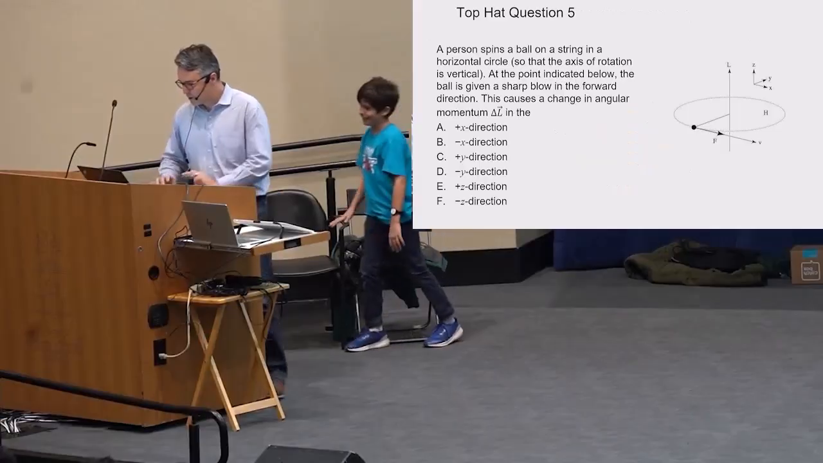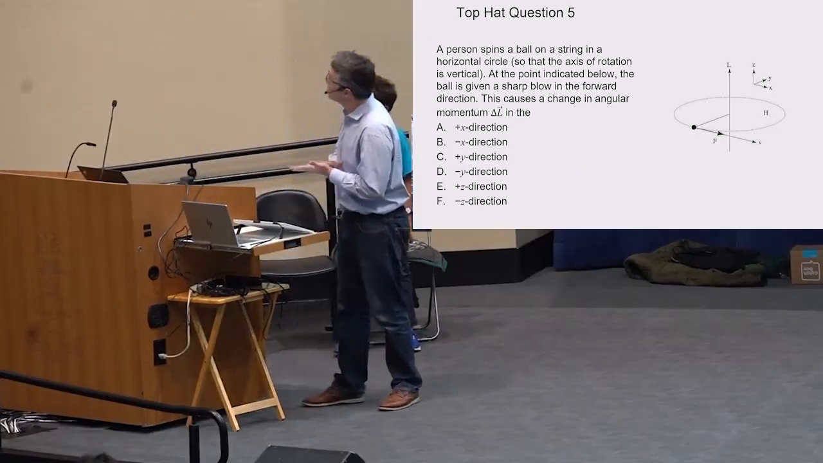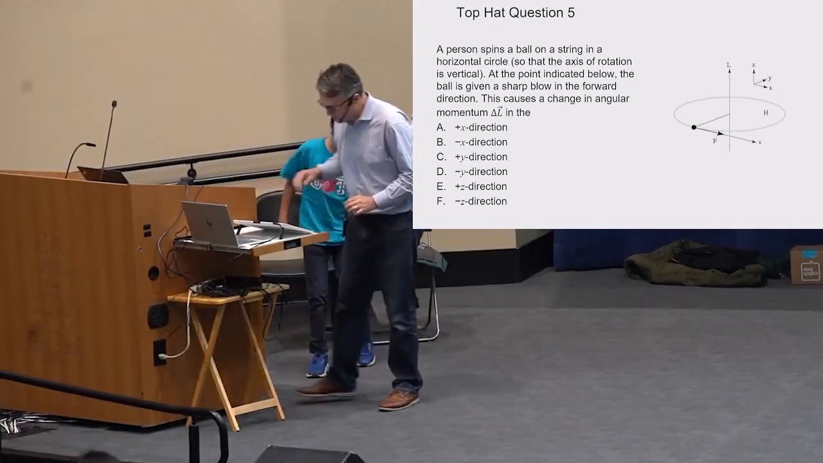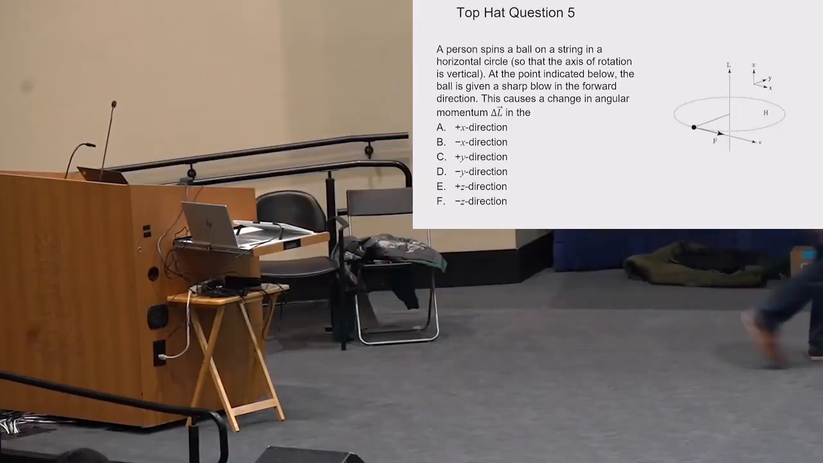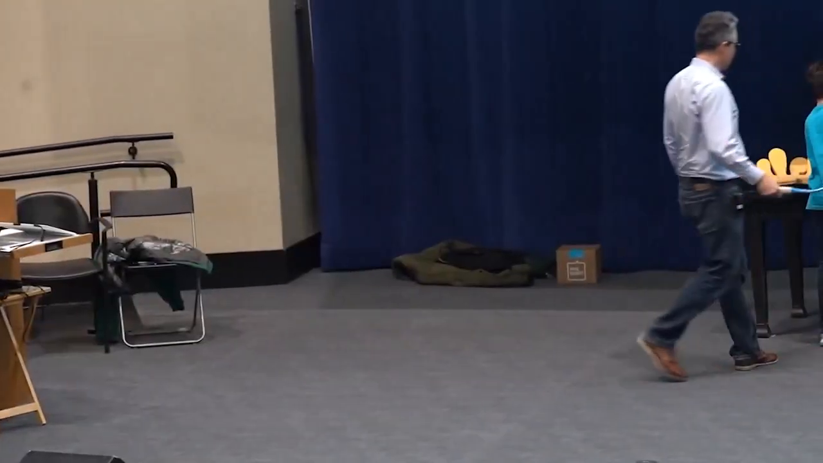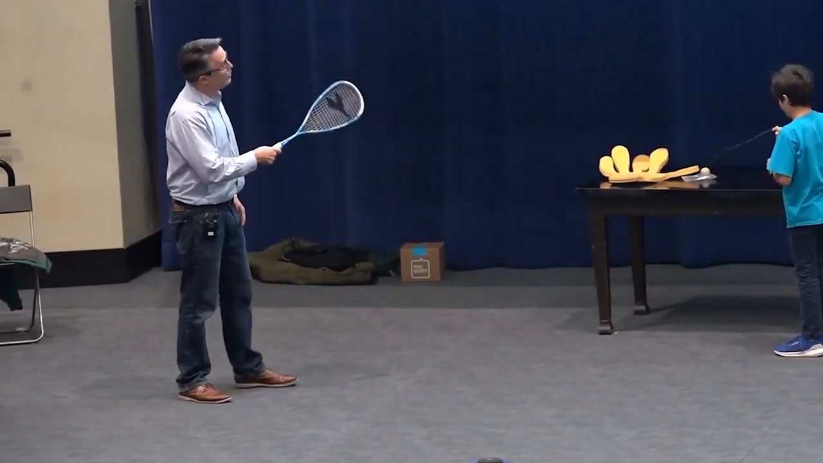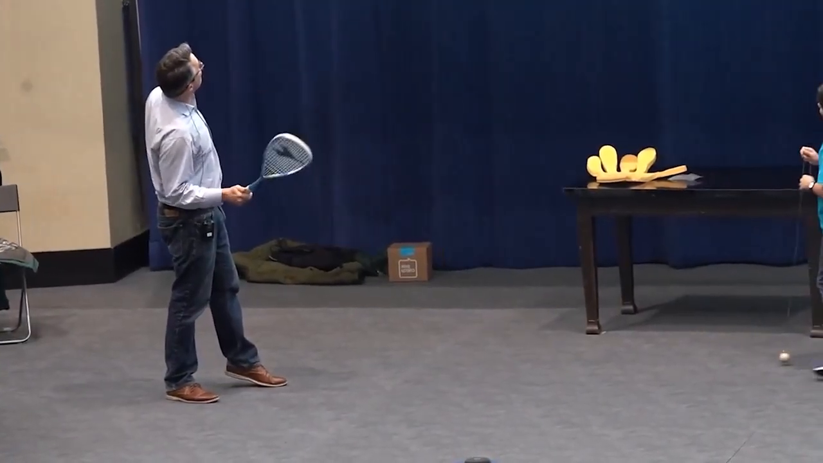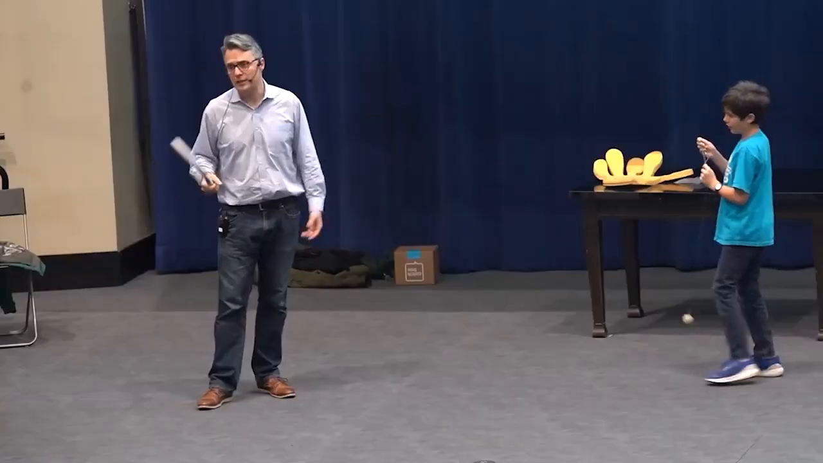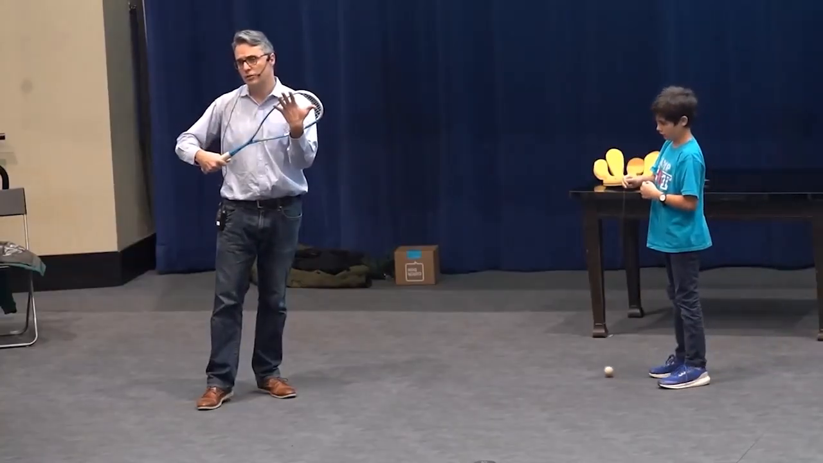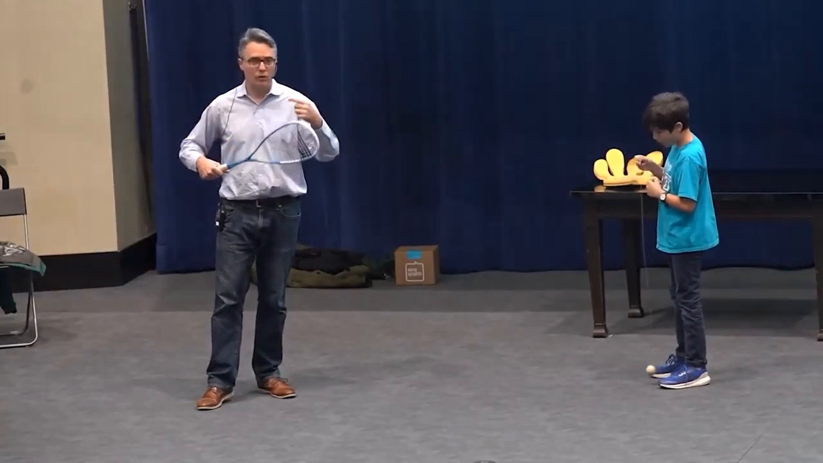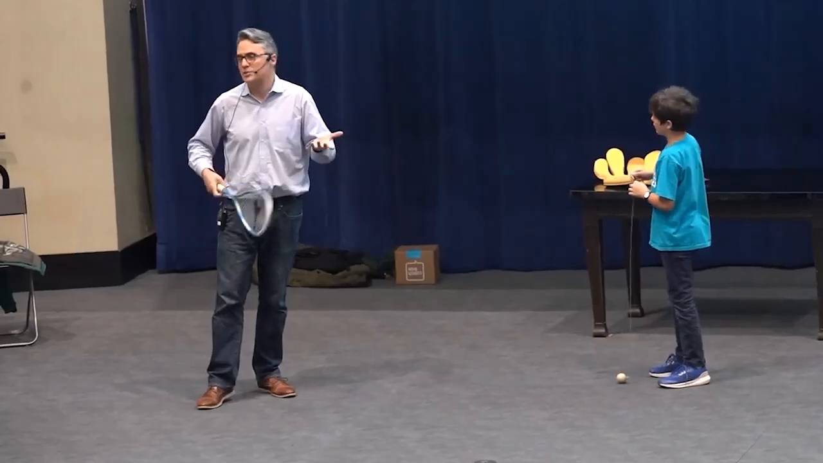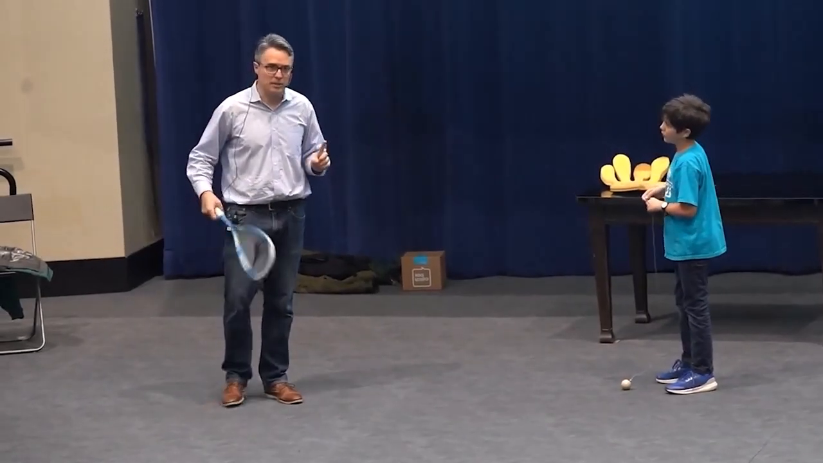So a person spins a ball on a string in a horizontal circle, and then another person with the racket hits it. So what I'm going to do is, as it's going by, give it a sharp blow in the forward direction. This causes a change in angular momentum. So you can either think of this in terms of the torque of the hit, the force crossed with the r vector, or in terms of what's the direction of the angular momentum, does it increase it or decrease it?